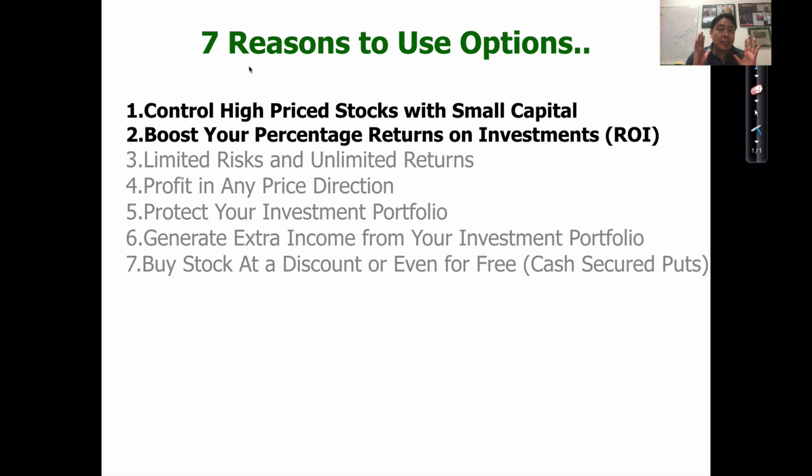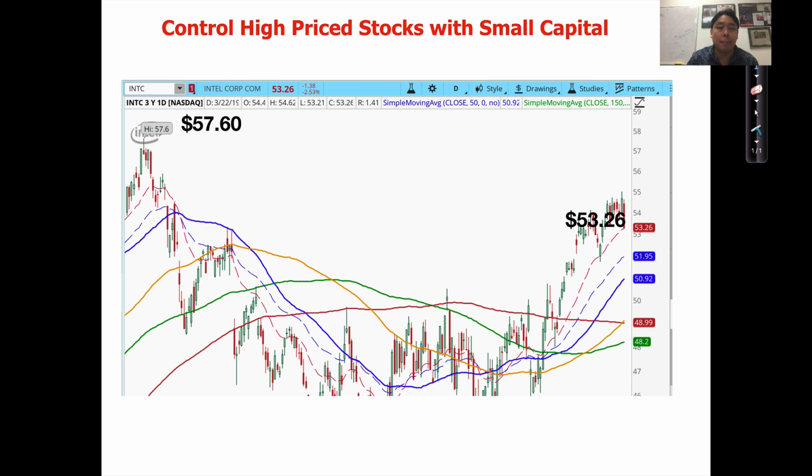So there are altogether 7 ways that options are going to help you to become a more effective investor and a trader. The first 2 reasons we talked about, right? So number 1, with options, we can control high price stocks with small amounts of capital. And number 2, we boost our percentage return on investments. Let's take a look at another very quick example.